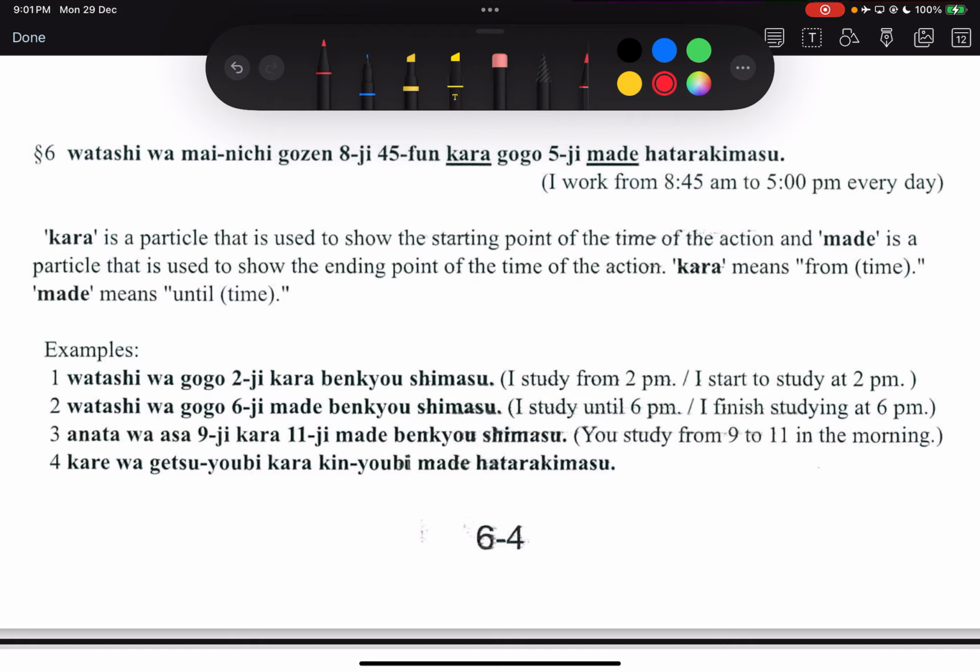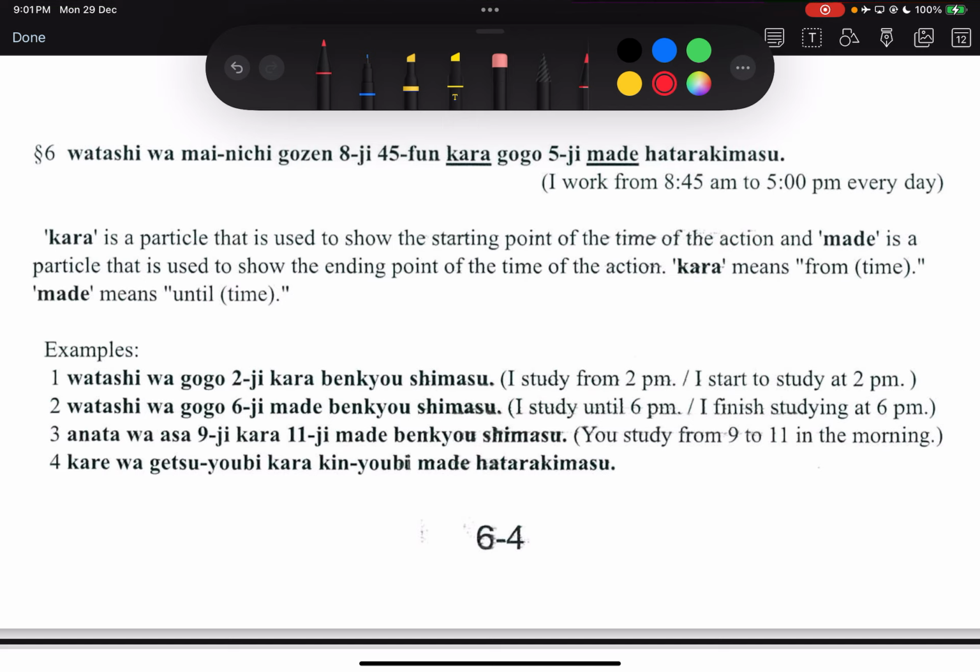So when we say 8時45分から, it means from 8:45. From 8:45, 5時まで, until 5. Can you understand? Can you accept? Okay, so basically から is not just our grammar particle for saying reason. It has now become our grammar particle to show the start of time, the starting time and the end time.